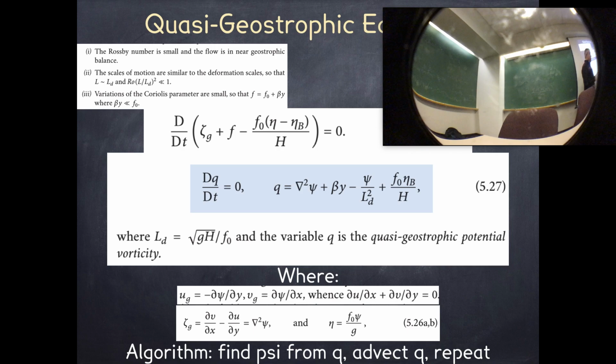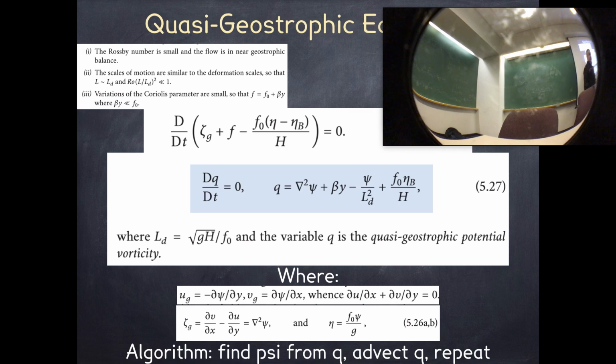Everyone understand what I mean by inverting? You give me a Q, I can tell you what psi is. It's a little bit of work. I have to invert a Laplace equation, but I can do it. Or actually it's a Helmholtz equation when you put these two equations together. Does that make sense to everybody?